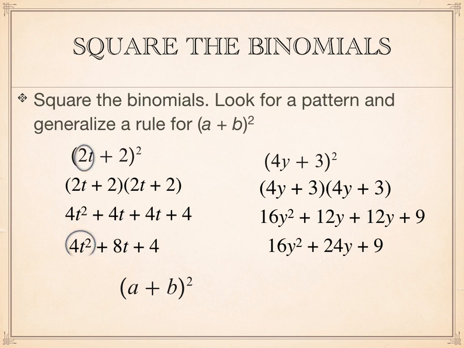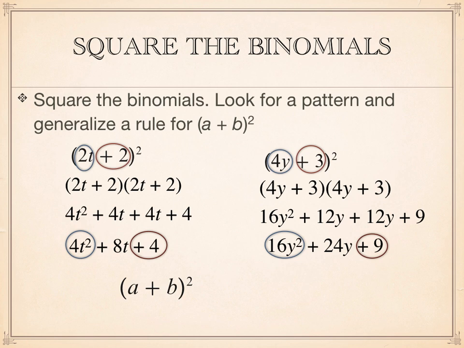So notice 2t, if you square that first term, results in 4t squared. Same thing in the other example, 4y, when you square it, is 16y squared. So it looks like the first term of our trinomial rule will be a squared. Now let's look at the second term. You square 2 and you get 4. You square 3 and you get 9. So the last term in our trinomial will be plus b squared.